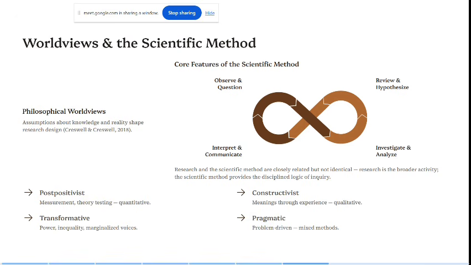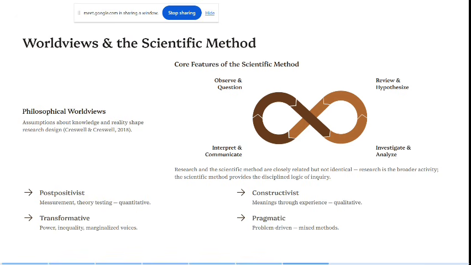There are some worldviews and scientific methods. Let's talk about these 4 features of the scientific method. Philosophical worldviews are assumptions about knowledge and reality that shape research design, because we need to consider each point of view in a research project. There are many types of researchers, but they have some points of view.